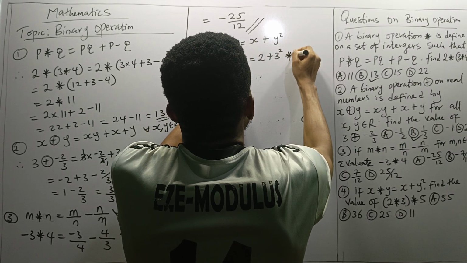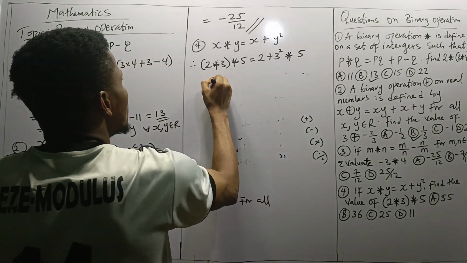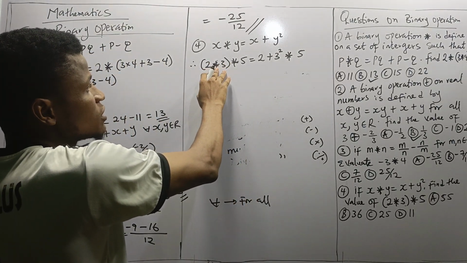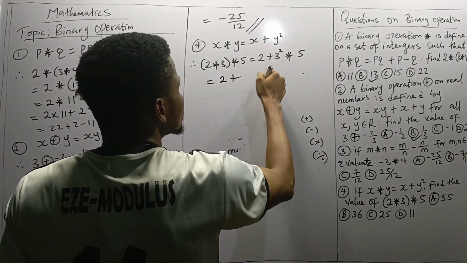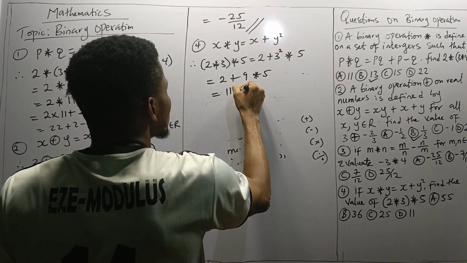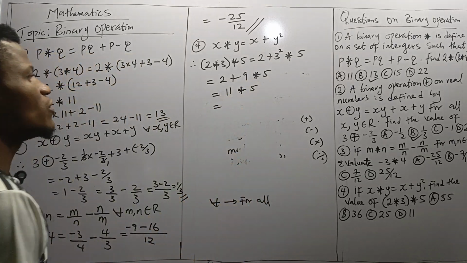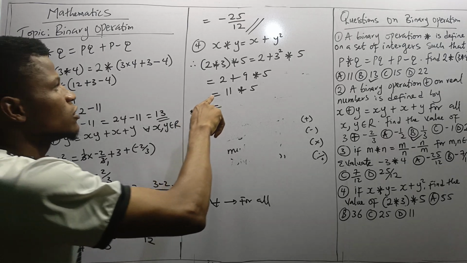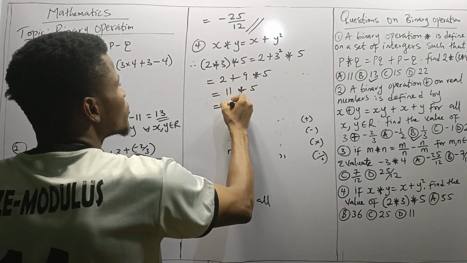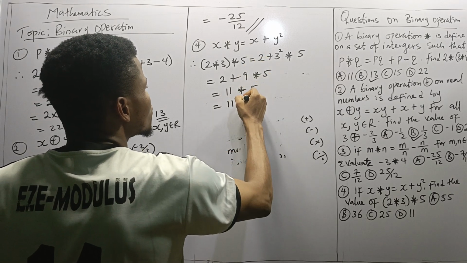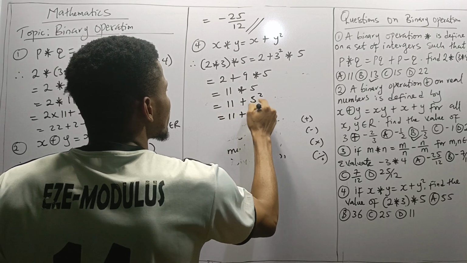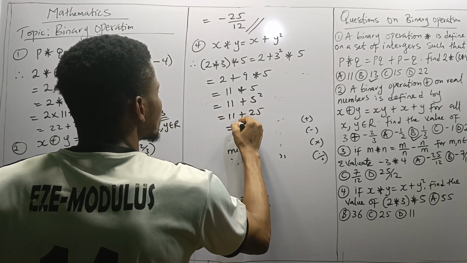Then operation, what is remaining? 5. Remember, you can only take 2 at a time, and that's why they make it easier for you by putting it in a bracket. So we have 2 plus 3 squared, 3 times 3, which is 9, then operation 5. 2 plus 9 is 11, then operation 5. So if we evaluate this, our first here is going to be 11, and our second is going to be 5. So it's going to be 11 plus 5 squared, from the formula, the first plus the second squared. 5 squared is 25, and 11 plus 25 should be 36.